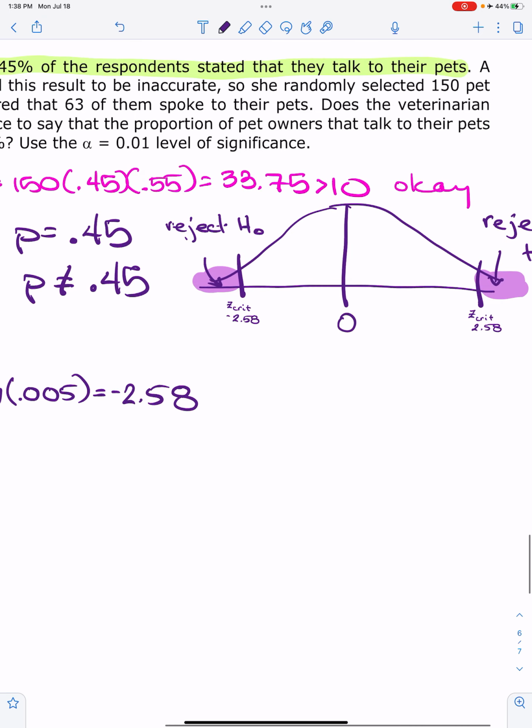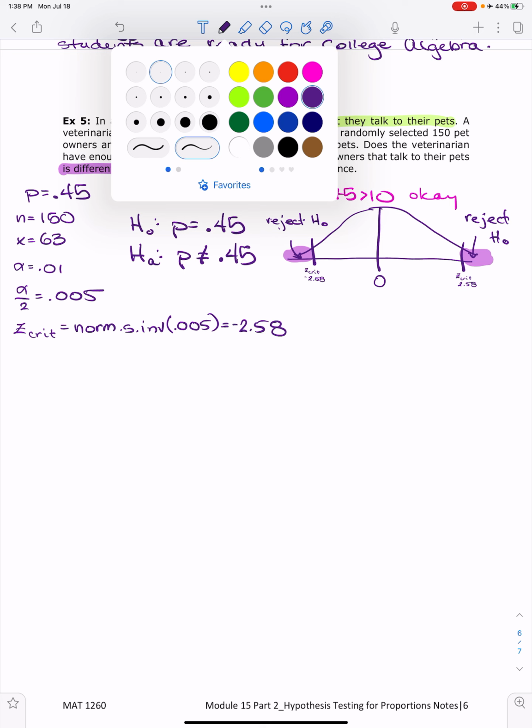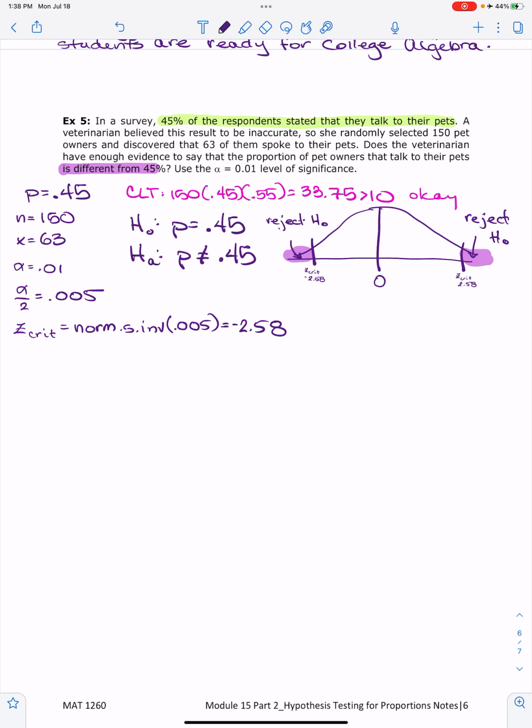I don't have to worry about finding a probability and figuring out which end it belongs in. If I get a Z data score that is either less than negative 2.58 or greater than positive 2.58, I know I'm out in those tails. So let's calculate what we need so we can figure out what our Z data score, our test statistic, is. I got 63 over 150. I have a sample proportion of 0.42.